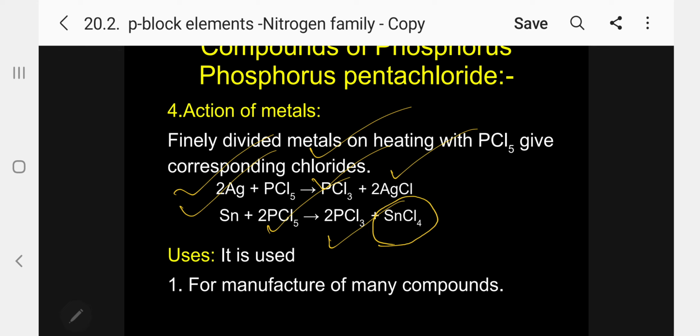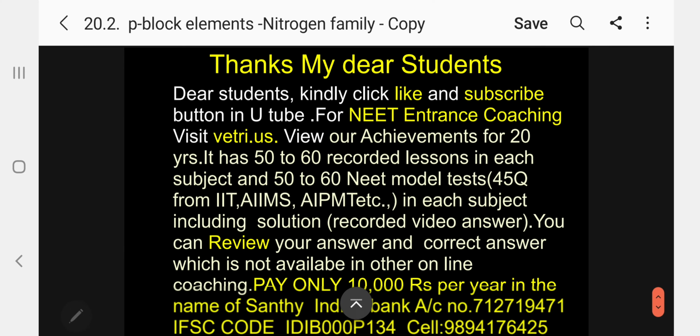It is used for the manufacture of many inorganic compounds in the laboratory. This is very useful because we are treating phosphorus pentachloride with metals and non-metal compounds. Again, many compounds are produced. I hope I have come to the conclusion.